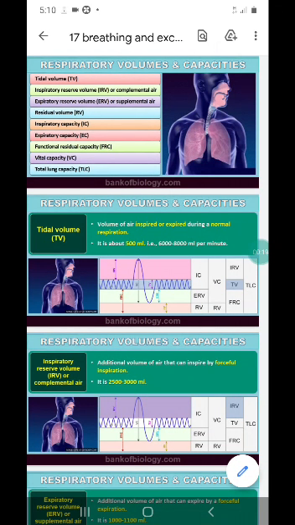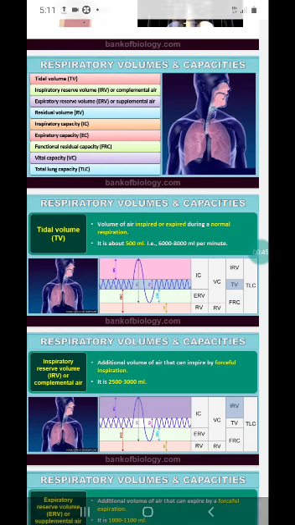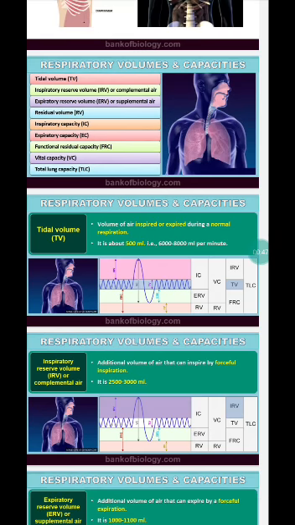Okay, right. So the first volume is the tidal volume, which is the volume of air inspired or expired during a normal respiration. We are breathing normally, right? We are not even conscious of whether we are breathing or not, right? So during this, how much air is inspired or expired, that volume is called tidal volume, TV, which is about 500 ml, right?